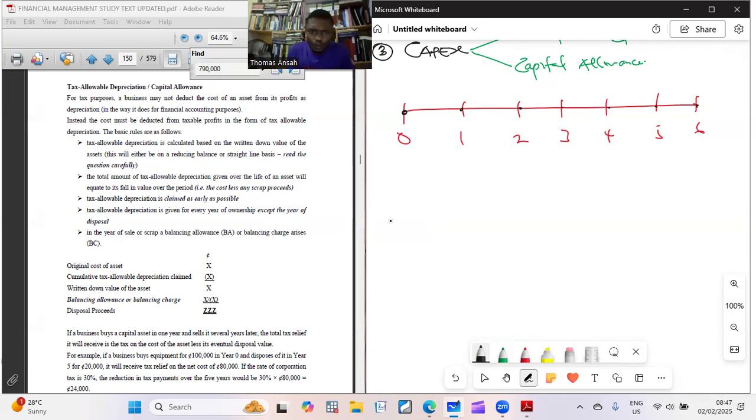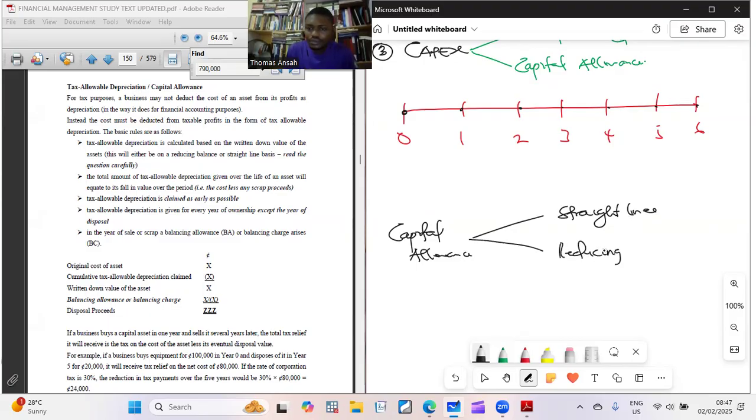All right. But first of all, understand that for capital allowance, there are two methods of calculating it, just like the depreciation. So we have the straight line method and we have the reducing balance. Usually, if a question is silent, you have to go with the reducing balance, because if an asset is bought new, you have to take more depreciation because you use it more than when the asset is coming to the end of its useful life. All right. So that is that.